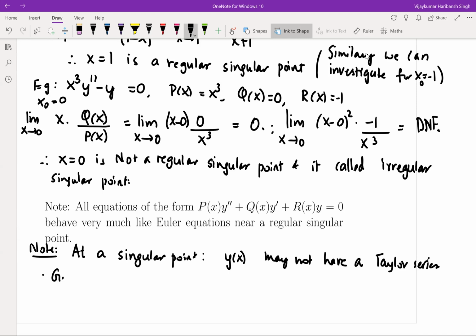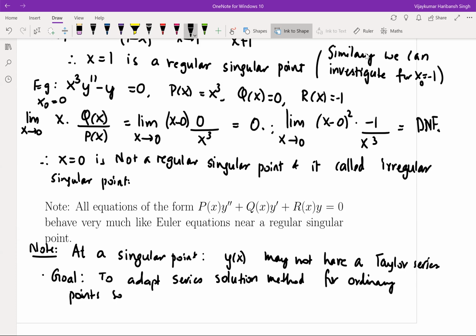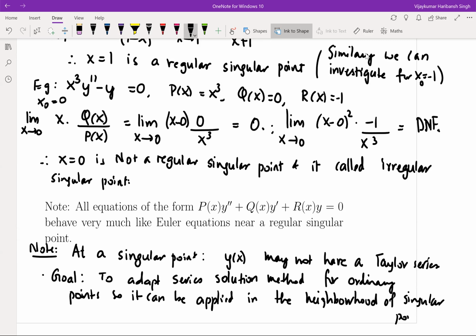So now what is the goal? The goal is to adapt the series solutions method for ordinary points so that it can be applied in the neighborhood of singular points, and that is what our next goal is, which we'll see in the next class.